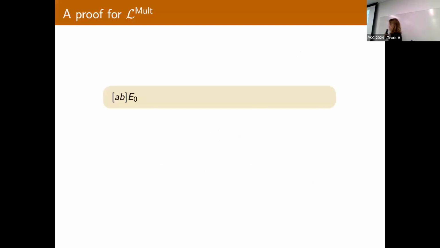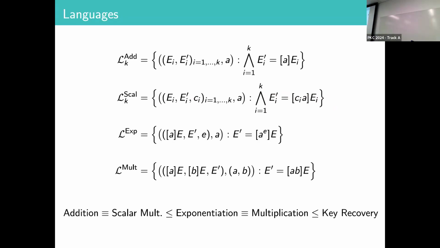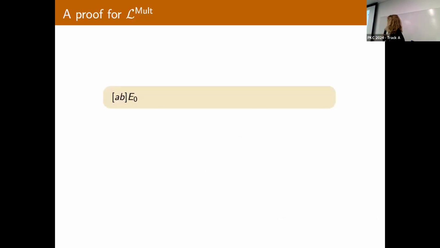So how do I prove that? Here, I assume, I forgot to put this on the slide, that these two elements are given somehow. And now I want to convince you that the curve I'm giving you is AB applied to some base curve. So how do I do this? Well, actually, the idea is to use masking.